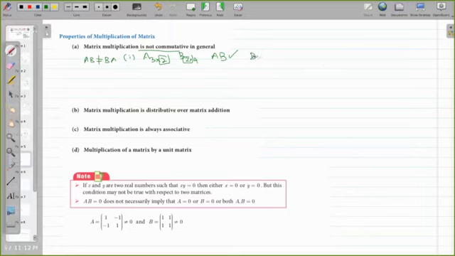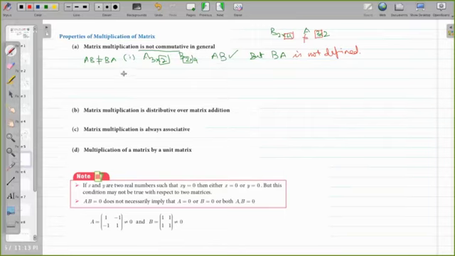But what about BA? When we check BA, what is B? B order is 2 by 4. A order is 3 by 2. Children, here you can find the columns in the first matrix and rows in the second matrix are not equal. So BA is not defined. You understand? BA is not defined. So AB is not equal to BA by using this rule.